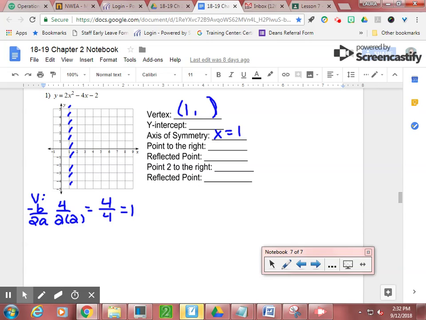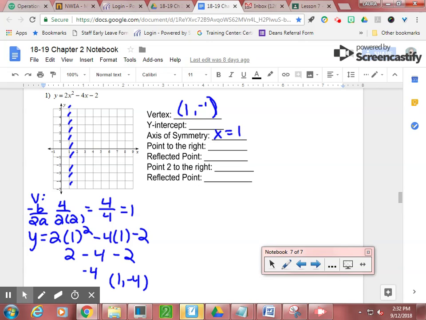So to find the rest of your vertex, we're going to plug this back in. So 2 times 1 squared, minus 4 times 1, minus 2. So that's going to give me 2 minus 4 minus 2, which is negative 4. So the ordered pair of the vertex is 1, negative 4. And you can go ahead and put that ordered pair on your graph. Okay, so in this instance, we are able to graph the y-intercept. Our c value here is negative 2, so it hits the y-axis at negative 2. And y equals negative 2 is right there. That's probably going to end up being one of our reflected points, but that's how we double check to know that it's right.